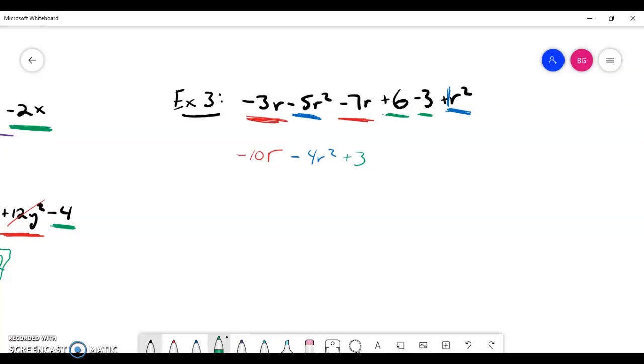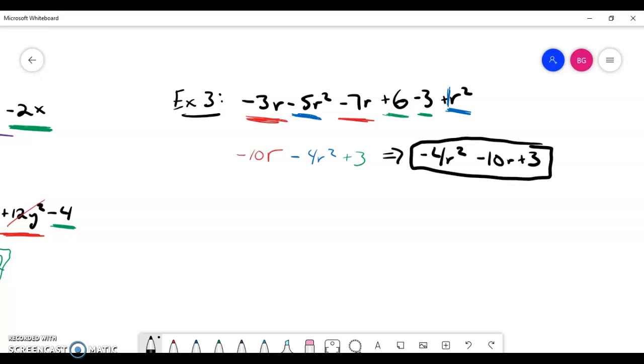So there's our expression. Now, one thing we should do is order these by degree. If they're all the same variable, we should order these by degree from the one with the highest degree all the way down. So one thing we can do to help clean this up at the end is to put the highest degree, which is our r squared, first. So negative 4r squared. And then put our next highest degree, which is negative 10r. And then I have a plus 3 at the end. So that's one way you can help clean up that expression on the back end. They're still equivalent. They're still equal to each other, but it's a little bit cleaner when we do that.